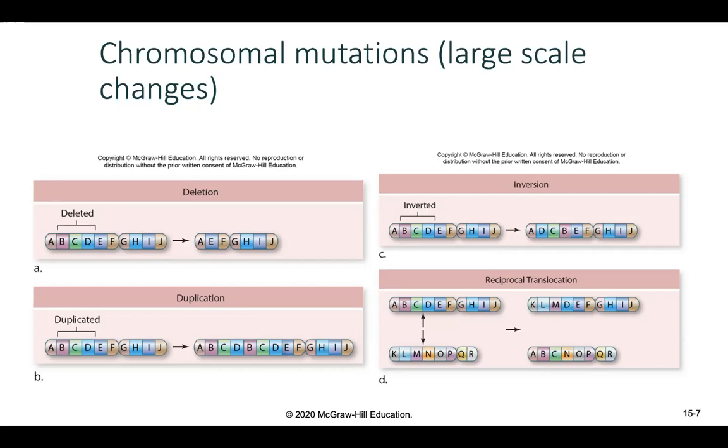I don't think I used the reciprocal word before, but translocation is where one segment of a chromosome moves to an entirely different chromosome. So those typically have fairly large consequences as well, as you might imagine. If you're changing massive amounts of DNA at once, you're going to have a much larger effect than just changing one point mutation or one base pair.